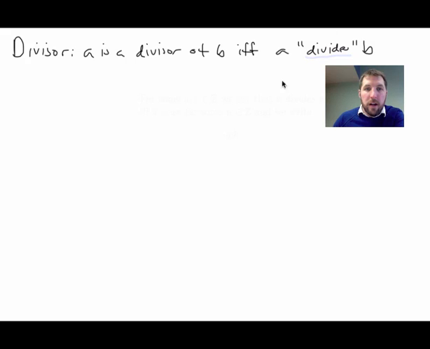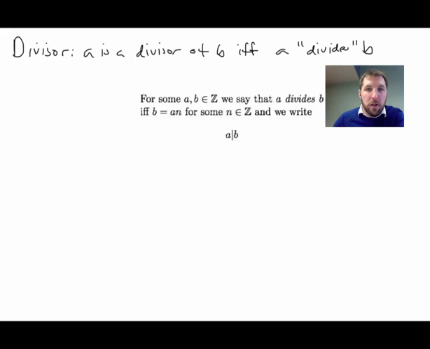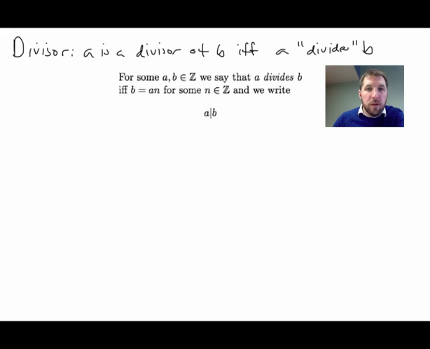So the property of dividing is a pretty important concept in this unit, so I want to make sure we have a nice formal definition. So here we have it. We have, for some A and B, which are integers, we say that A divides B if and only if you can write this equation. In other words, we can find some number n such that when you multiply A times n, you get B. In other words, B is a multiple of A. That's what it means for A to divide B. And the way we write that is we just write down A divides B, with the vertical line.